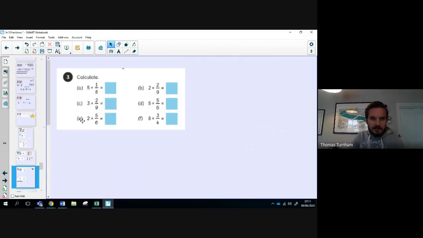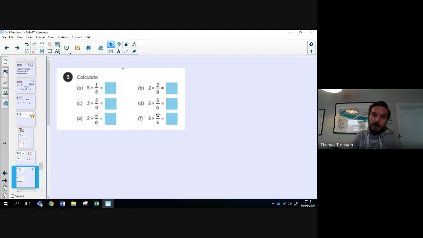Question E, 2 times 5 is 10. So I've got 10/6. That's an improper fraction again. So I'm going to remove 6 from my 10 to make 1 whole. So it's now 1 whole and 4/6. I can simplify that by halving, and I can go down to 2/3. 1 whole and 2/3.